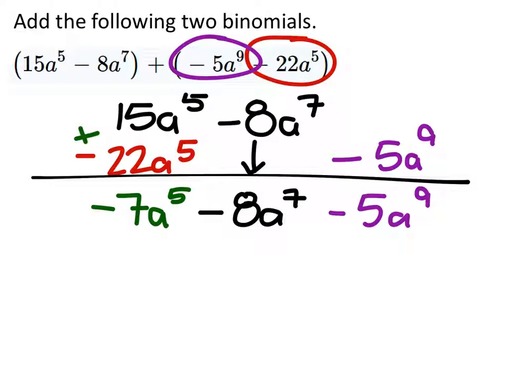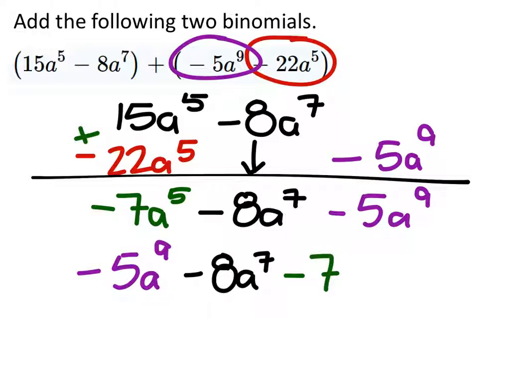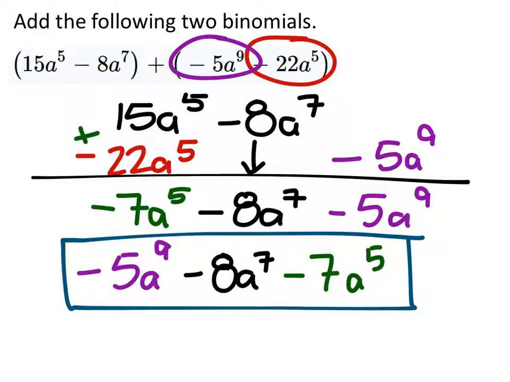Technically though, I want to say on the homework it wants these in descending order. So we start with the highest degree term, which is negative 5a to the ninth. That's our leading term. And then we go to the next highest degree, which would be negative 8a to the seventh. And for those degrees, I'm just looking at the powers. And I've got negative 7a to the fifth. So I went from the highest power, next highest power, and then the lowest power. That's how I have this written, and that would be considered formal descending order.